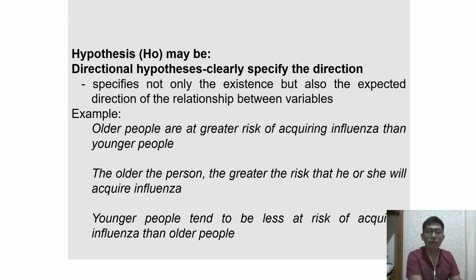So hypothesis may be directional. Hypothesis clearly specifies the direction, not only the existence, but also the expected direction of the relationship between variables. So example, older people are at greater risk of acquiring influenza than younger people. So there's direction. If the first variable is increasing, there's also an increasing trend, no, on the other variable. The older the person, the greater the risk that he or she will acquire influenza.